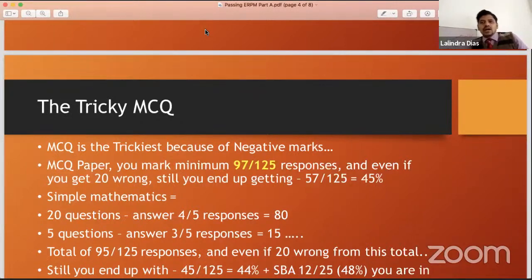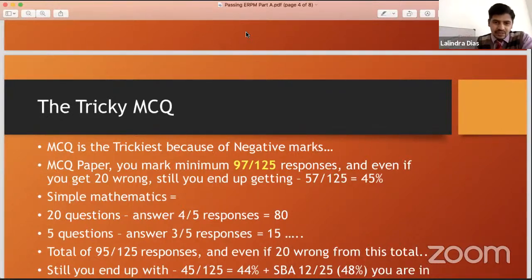So guys, even if we mark 95, and even if you get 20 responses wrong, then 20 times 2 is 40. So 95 minus 40 is 55 responses, roughly close to 57. If you get 57 out of 125, that is 45%. Even if you take 55 out of 125, that is 44%.